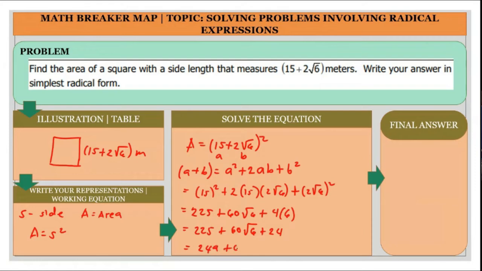249 plus 60 square root of 6. So now the final answer, the area of the square, will be 249 plus 60 square root of 6 square meters. So this will be our final answer. Let us have another one.